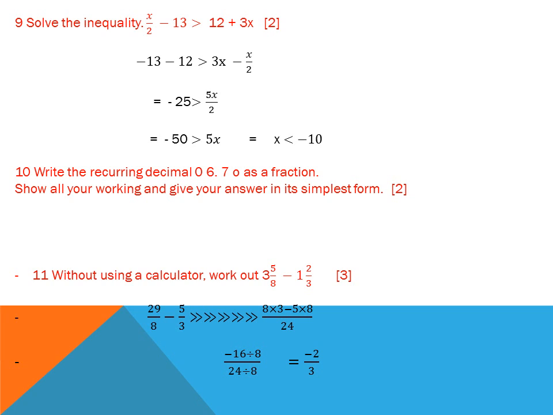Now question number 9, solving inequality. X over 2 minus 13 is greater than 12 plus 3x. Inequality also behaves like an equation. So we should take all constants on one side and variables on the other side. So minus 13 minus 12 is greater than 3x minus x by 2. So 5x by 2 is less than minus 25. Then 5x is less than minus 50. So x is less than minus 10 here.